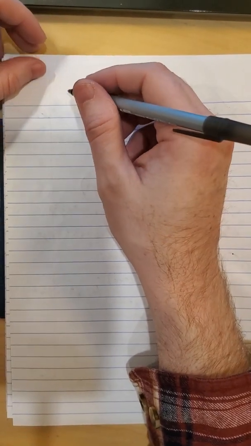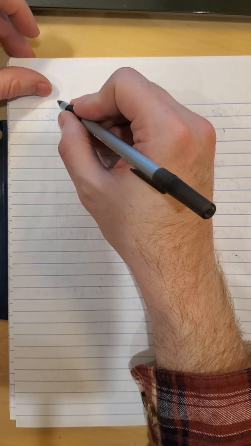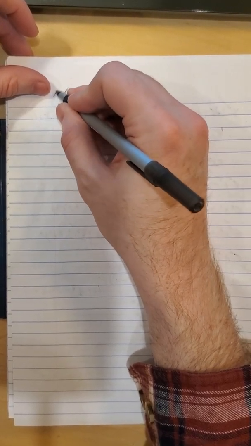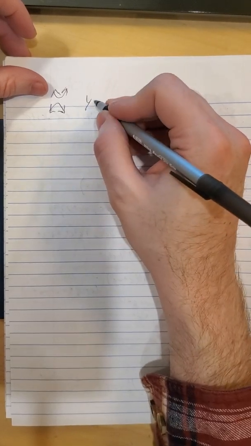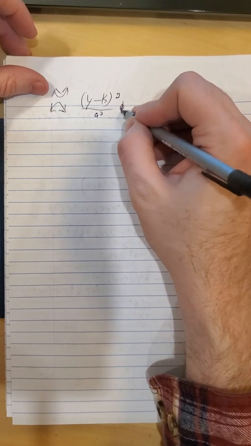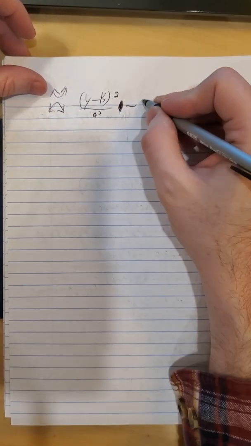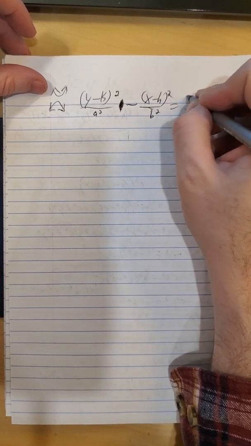So if we wanted this to open up and down instead, we could turn this, draw opening up and down. That would turn into y minus k quantity squared over a squared, minus x minus h quantity squared over b squared is still worth 1.